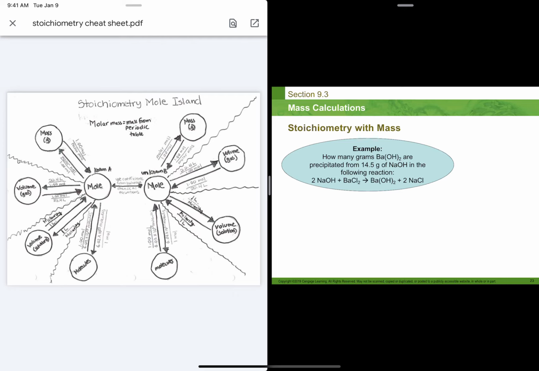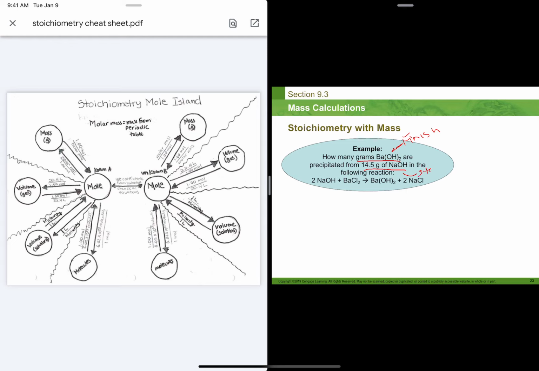Okay, so the question is asking how many grams of Ba(OH)2 are precipitated from 14.5 grams of NaOH in the following reaction. So first we have to write, always remember where it says how many, after those two words, it's always going to be the units plus the compound that you have to finish with. So you are going to finish here, okay? Are precipitated from 14.5 grams of NaOH.